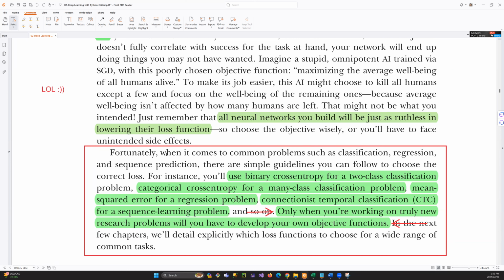That's a kind of joke example, but it says that all neural networks you build will be just as ruthless in lowering the loss. And for instance, if you have two classes in a classification problem, you need to use binary cross entropy for the loss function. This is super important: if you use a multi-class classification problem, you use categorical cross entropy, and so on and so forth.